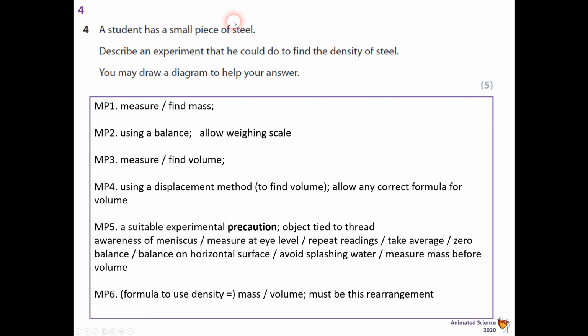Particularly, it tends to be that the steel is rectangular, so you normally would just weigh it, but if you're using an irregular shape, the displacement can is definitely superior. You could talk about a precaution, so the object tied to a thread so it doesn't fall in. Be aware of the meniscus, the curvy part, measuring at eye level, repeating readings, taking an average, zeroing the balance. There's loads of them. Balance on a horizontal surface, don't splash the water, someone might slip, measure the mass before the volume. And then you want to say use the formula, so the density formula, mass over volume, must be in that form.